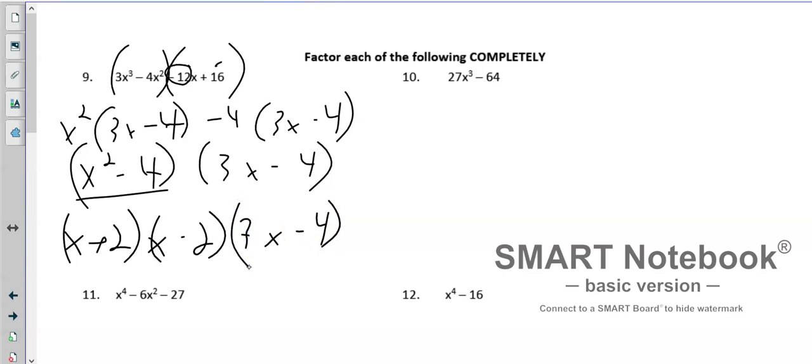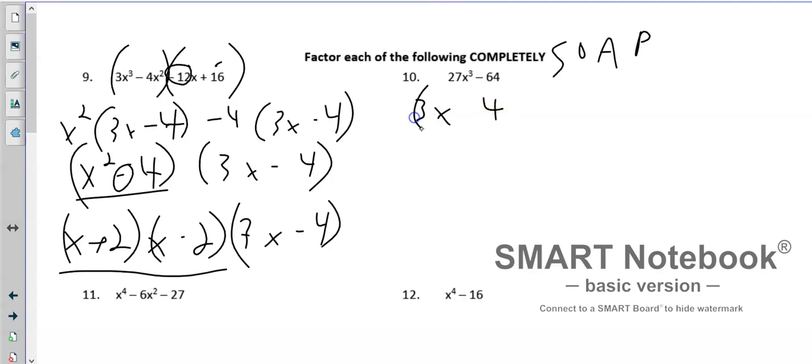Now, let's say that this was a plus 4. I would have done the exact same thing here, except add an i. It would have been x plus 2i, x minus 2i. All right, this one is a cubic, so I'm going to use SOAP. So the cube root of 27 is 3. Cube root of x cubed is x. The cube root of 64 is 4. I don't put a sign yet. Now, I square the first. I multiply those two. And I square the last. Now, SOAP. Same, opposite, always positive.